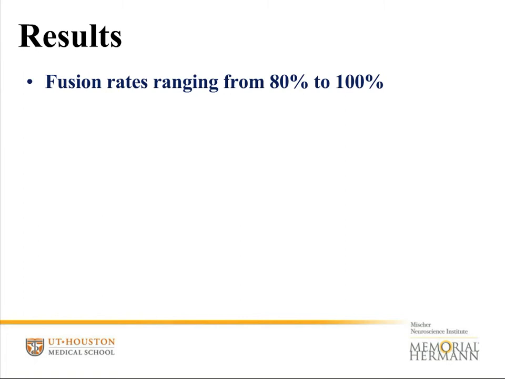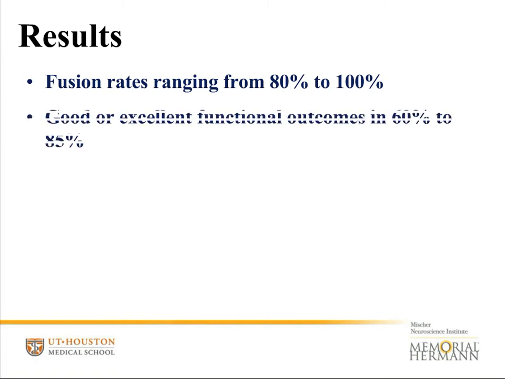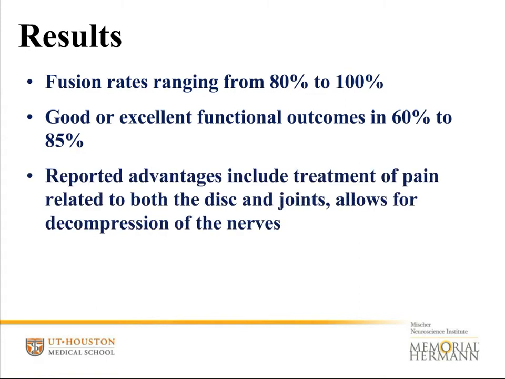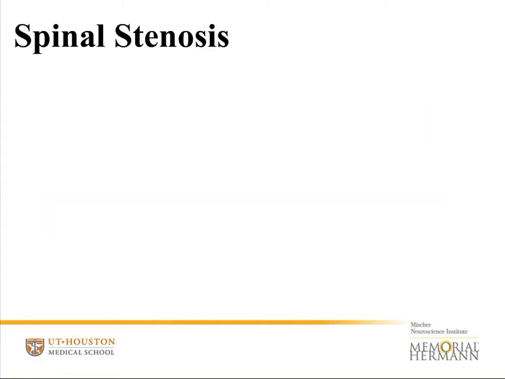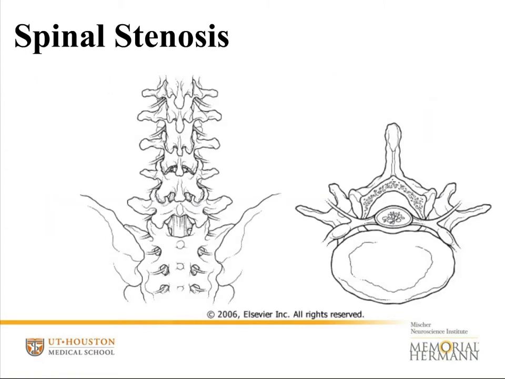The results of this surgery are actually very good. Fusion rates go from approximately 80 to 100%. Most of these are greater than 90%. In addition, patients have excellent functional outcomes as high as 85%, which means they have a decrease in their back pain as well as in their leg pain. The advantages of this procedure is that it can actually treat both the pain related to the disc and the joints. It allows for decompression of the nerves.